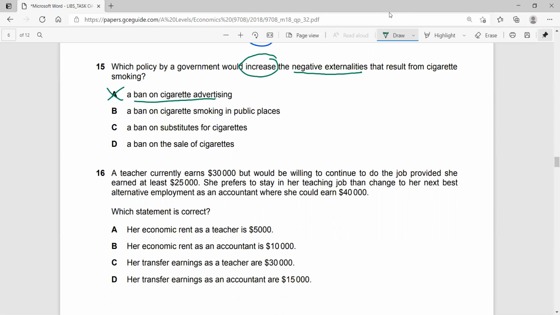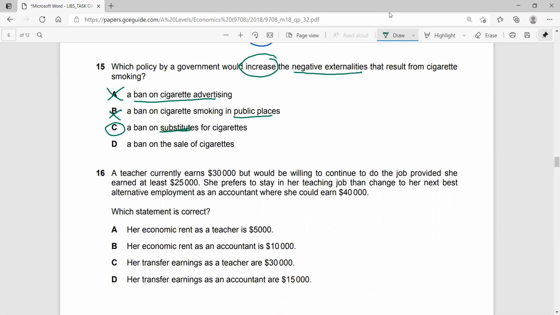A ban on cigarette smoking in public places would also help reduce passive smoking, especially because a lot of passive smoking happens in public places where other people are around you. So if you ban cigarette smoking in public places, that would decrease negative externalities, not increase them. A ban on substitutes for cigarettes. Now this would increase negative externalities.